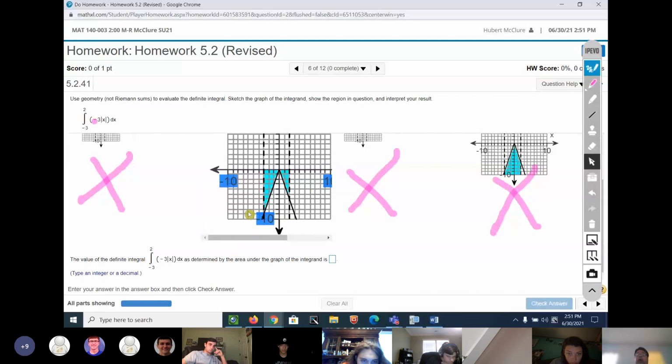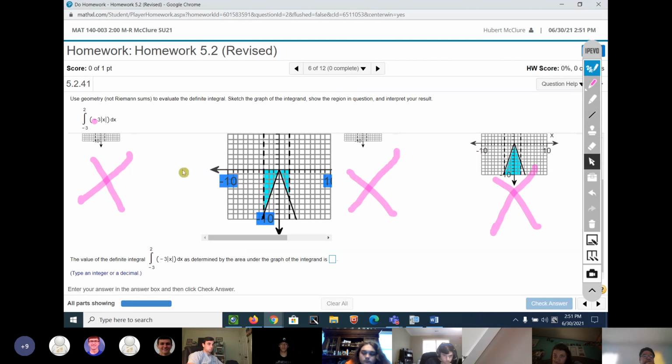Well, let's see. I'm going to count my whole ones first. So 1, 2, 3, 4, 5, 6, 7, 8, 9. That one makes 10, 11, 12, 13, 14, 15. I want to say 17. 17 square units, around 17 square units.